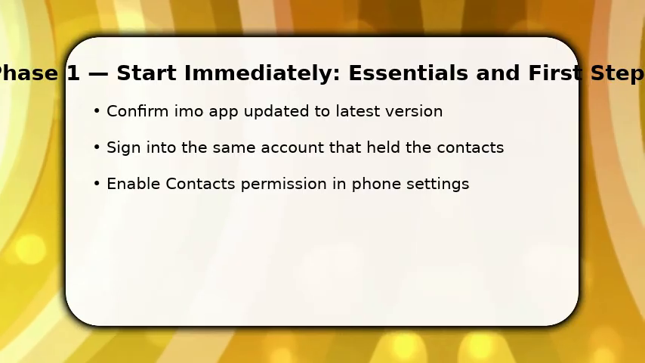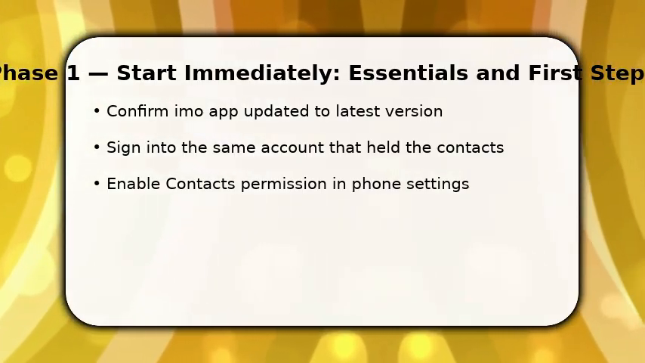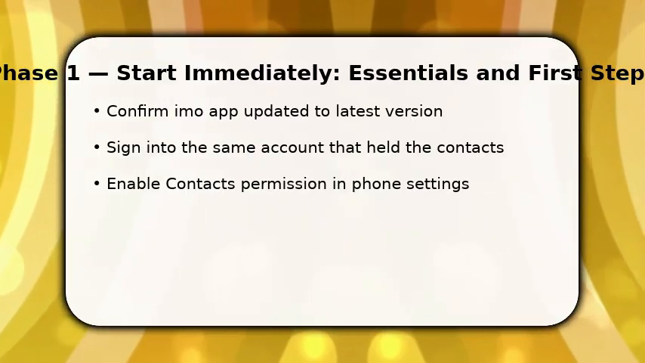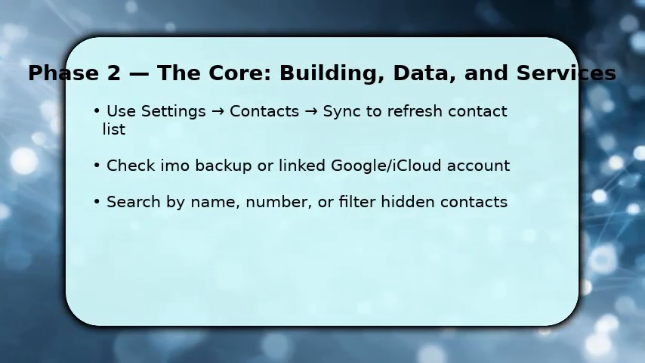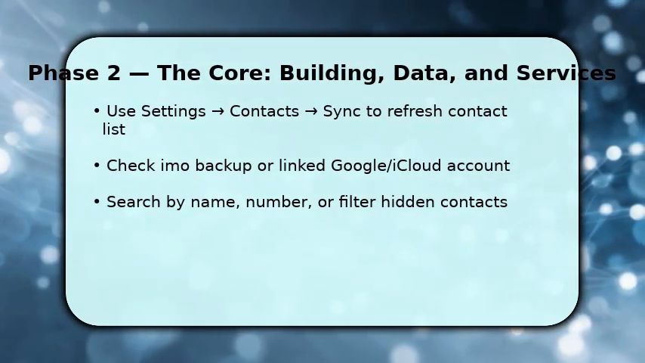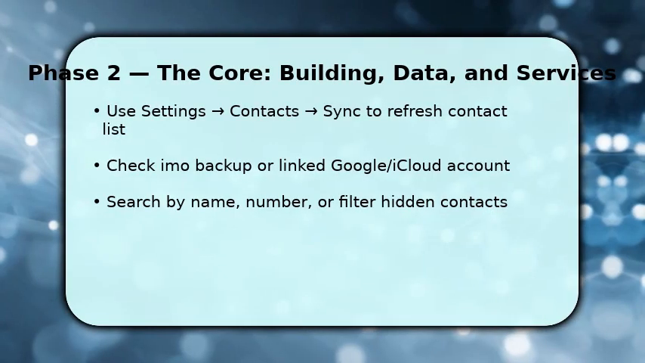Now go to Settings in IMO, because the next step is to access contacts, sync, and backups. This is where recovery options appear, so do not skip it. You now force a contact sync. Open Settings, tap Contacts, then Sync or Refresh. This triggers IMO to re-import from your phone and linked accounts.